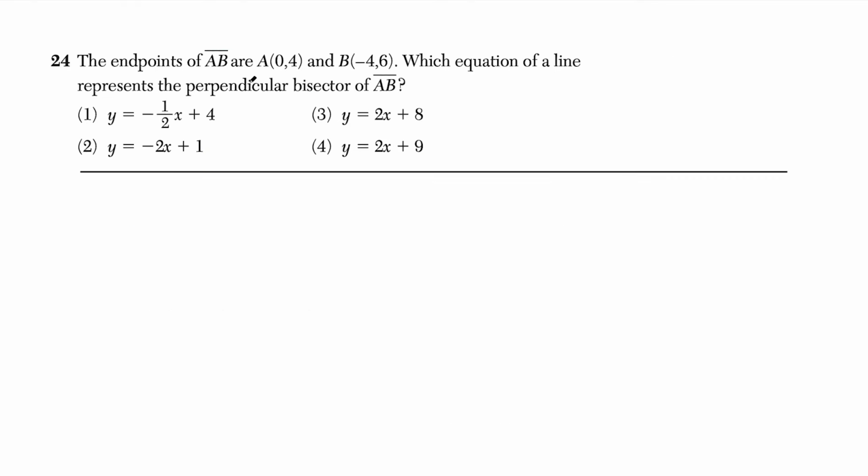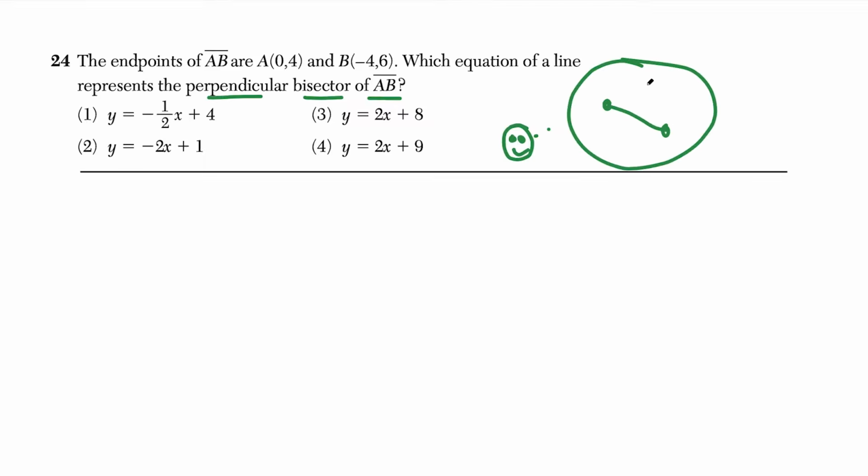Question 24, the last multiple choice question. So we have the endpoints of segment AB here. Which equation of a line represents the perpendicular bisector of segment AB? For this one, there's a few things to do, but I just think about what is a perpendicular bisector. It is a line that cuts a line segment in half and forms a 90-degree angle. So a lot's happening here. For one, it's crossing through the segment at the midpoint. So part of what we need to do here is find the midpoint of segment AB.